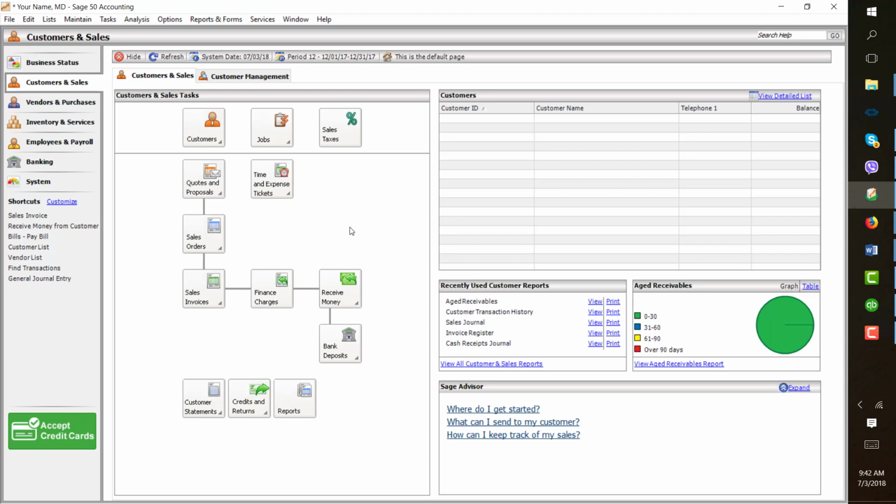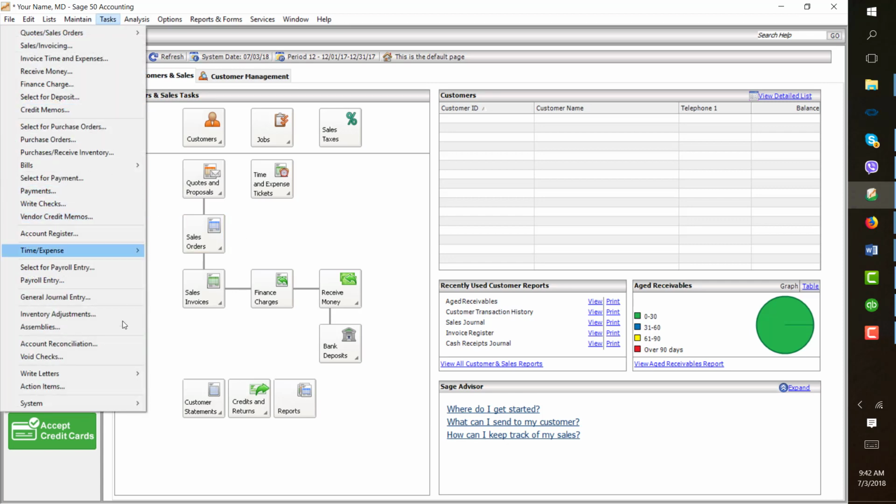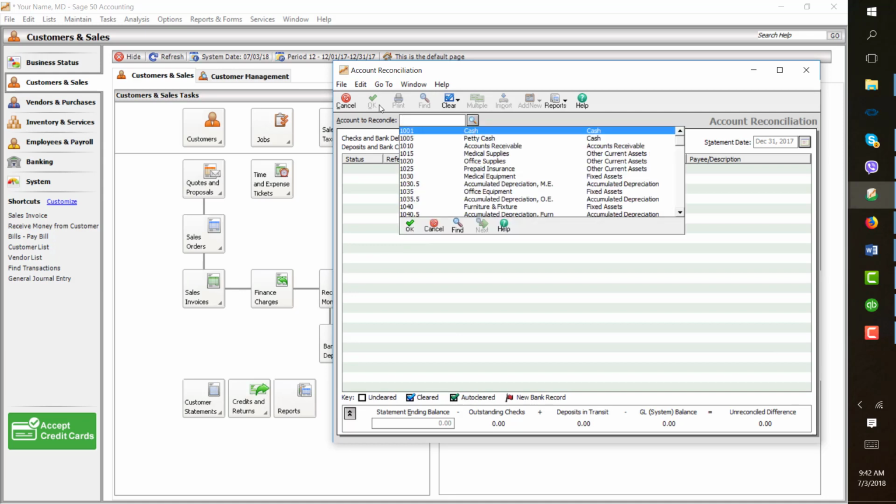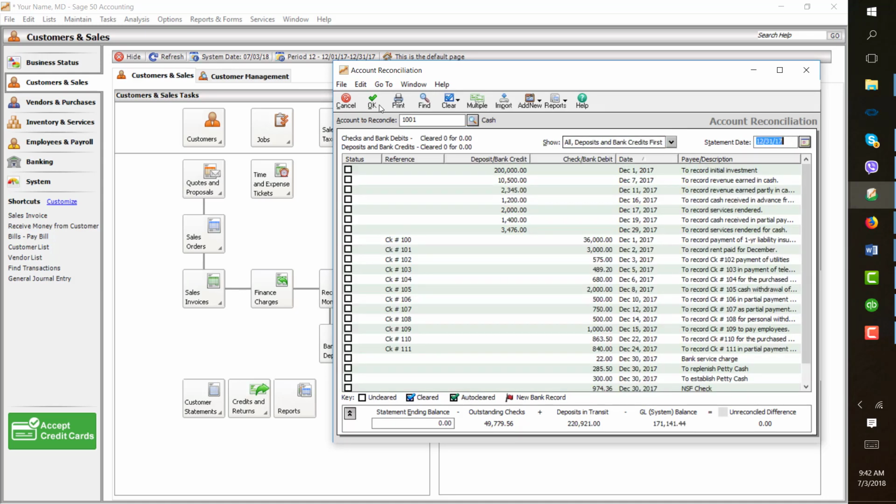On number 3, it says on Task, you want to click your account reconciliation. On Account to Reconcile, you want to click your cash account 1001 and it will appear and show the checks and deposits made during the month that were found in the general ledger of cash. You want to enter the bank's ending balance showing, and that is 170,654 and 44 cents at the bottom left of your screen.